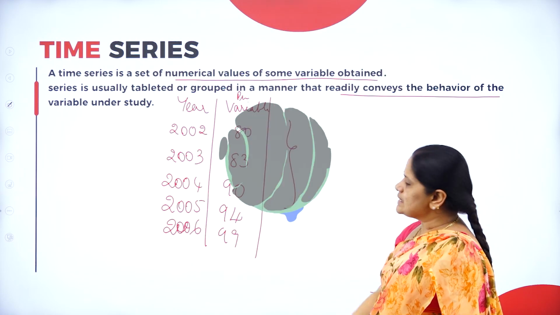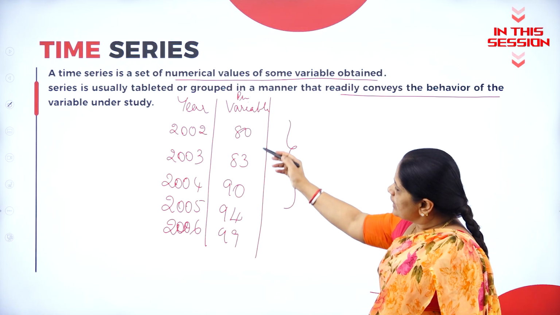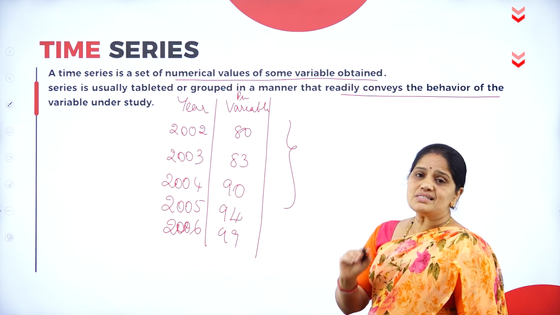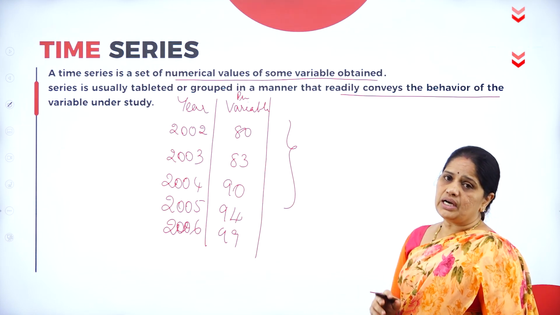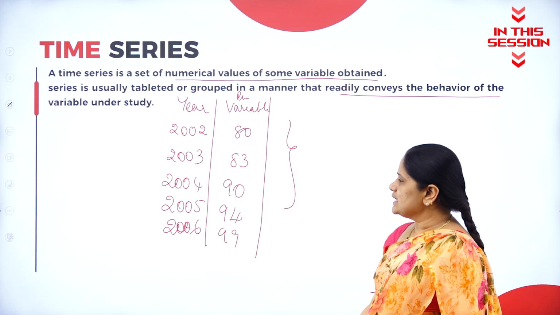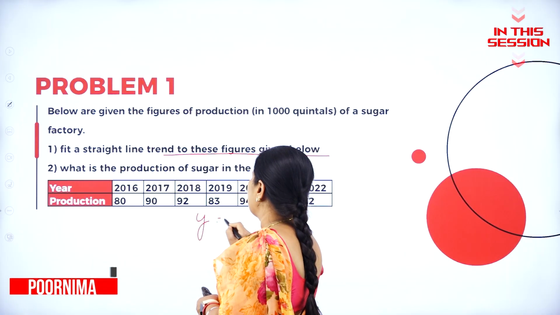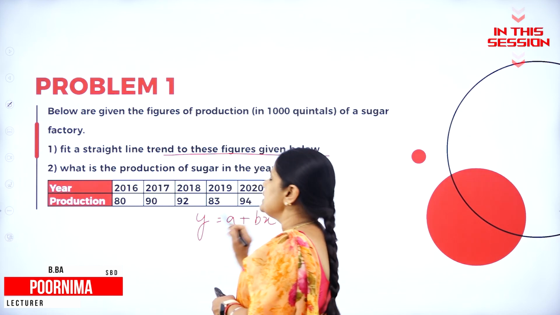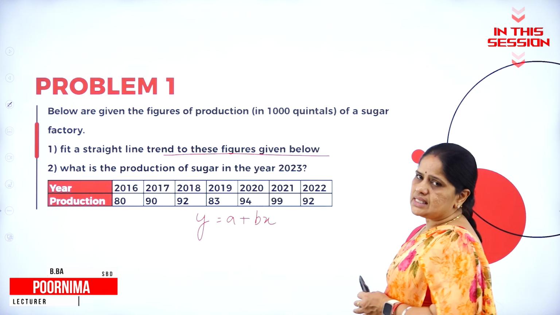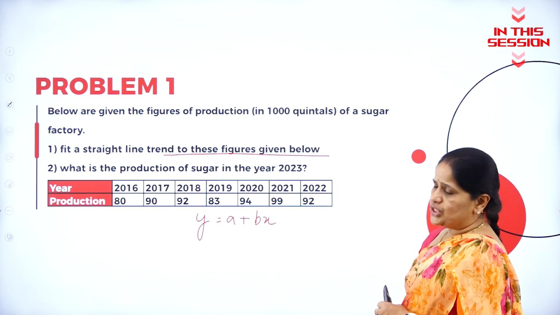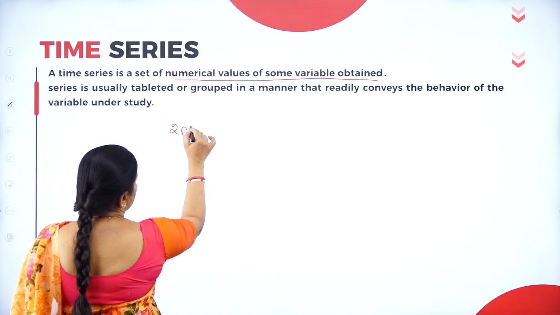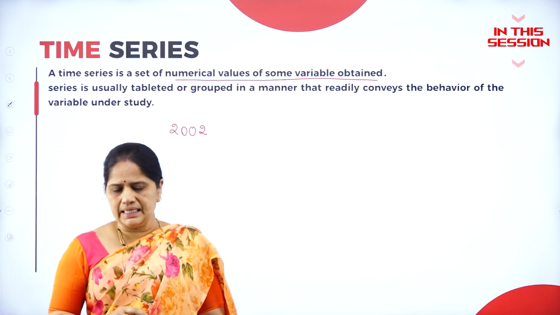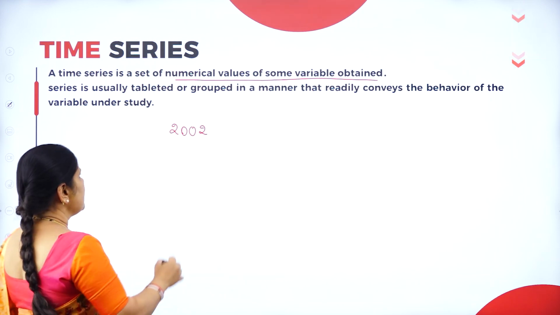It is grouped in such a manner that as soon as we see the variable, we will be able to know what is the production of that particular company in the various years. To fit a straight line trend, it is y equals a plus bx. So this is the straight line equation. Suppose the time series, it will usually contain one column which has the year and other column which contains the variable.